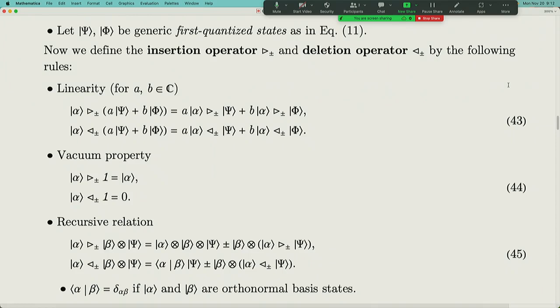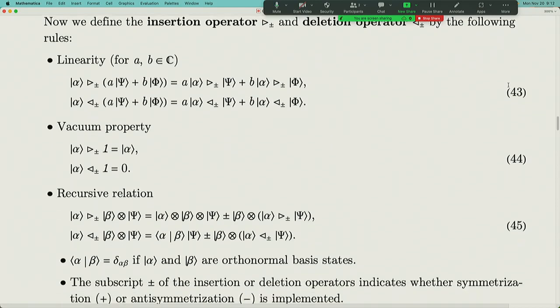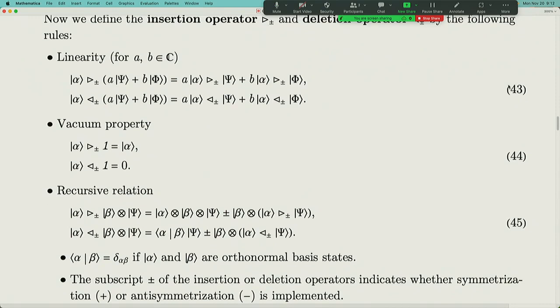Symmetric and anti-symmetric refers to the symmetrization and anti-symmetrization of the many-body wave function of the many-body system, right? It corresponds to either a bosonic many-body system or a fermionic many-body system. Because when you insert, you basically need to insert the state at every possible position, and that leads to permutations. And because of the permutation, we need to take care of this plus minus sign. Let me first talk about the last relation, which is the very important definition of how to insert.